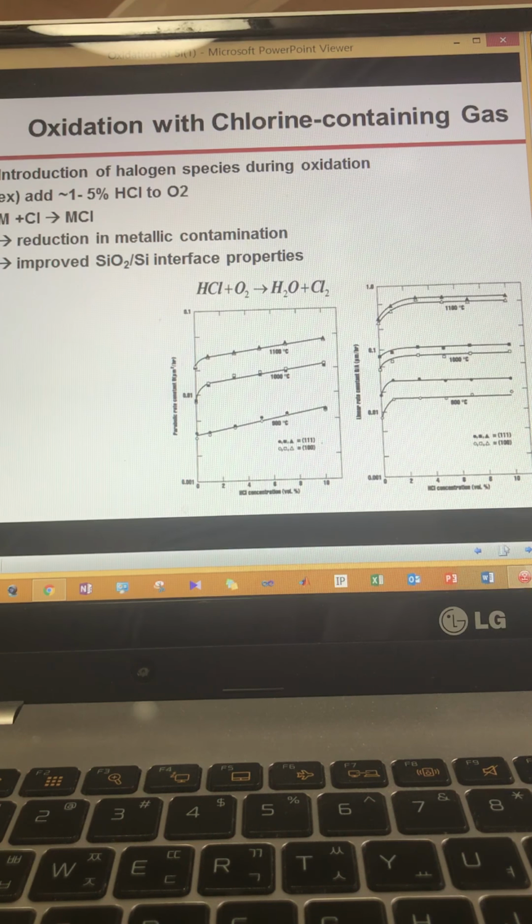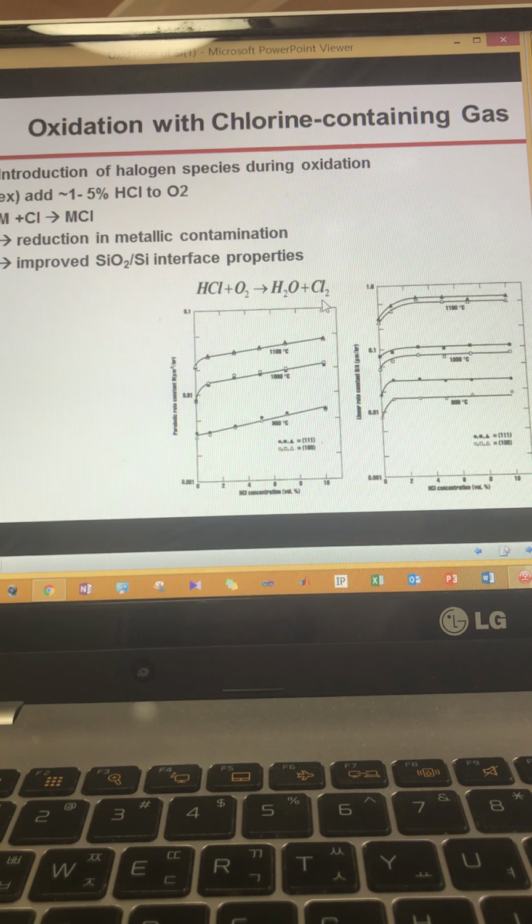Today's lecture is the 7th, Making Semiconductors. We deal with oxidation with chlorine-containing gas. This method is halogen species during oxidation, so it reduces metallic contamination and improves the SiO2 and Si interface properties.